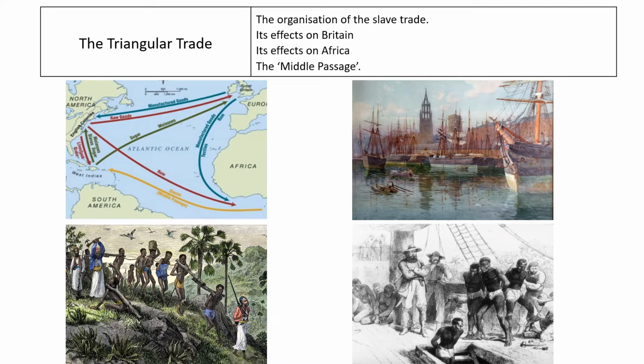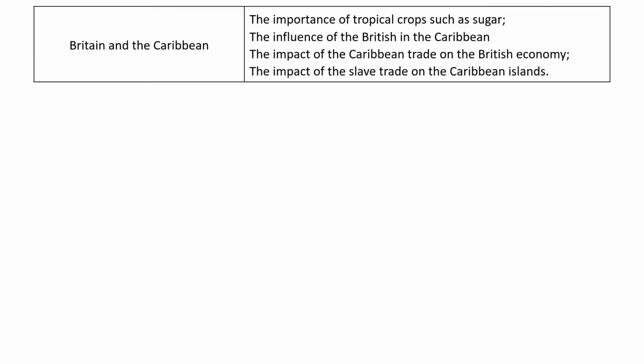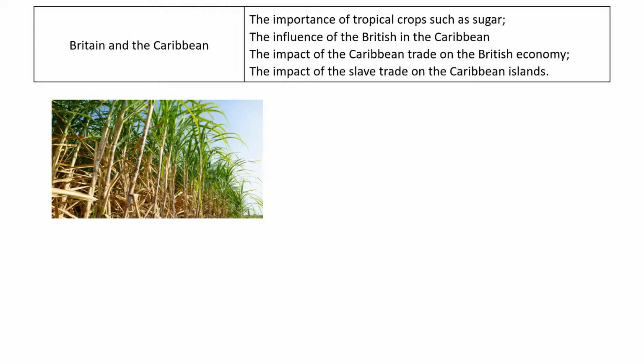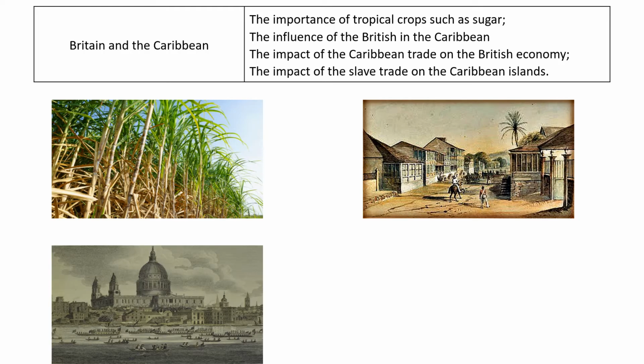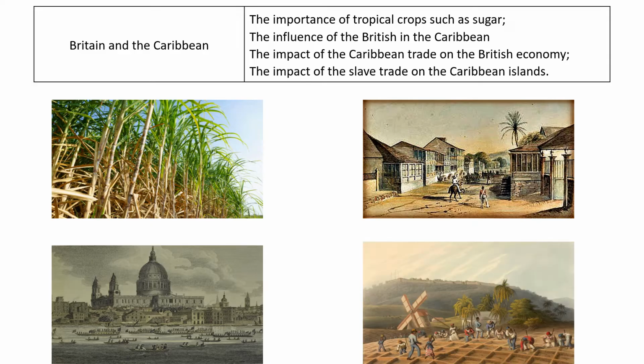to the Caribbean. Second unit we look at is Britain and the Caribbean. So we look at why sugar was so important to the economy of the Caribbean. We look at the influence that Britain had, the way that Britain was able to control the Caribbean. We look at how the slave trade and the resources that it produced were able to massively benefit the British economy. And we look at the mostly negative effects that the slave trade had on the Caribbean economy.